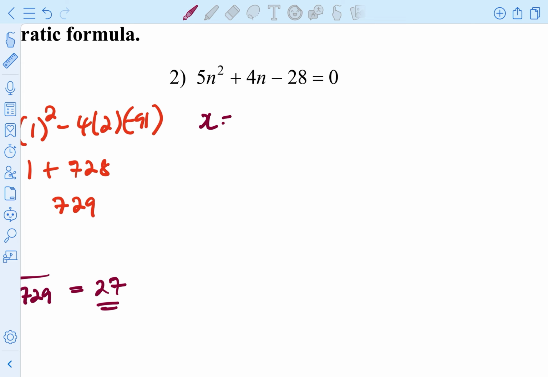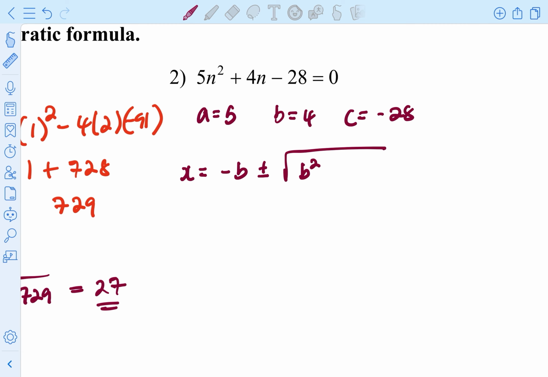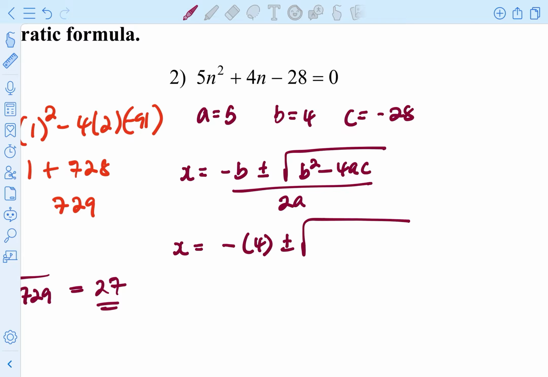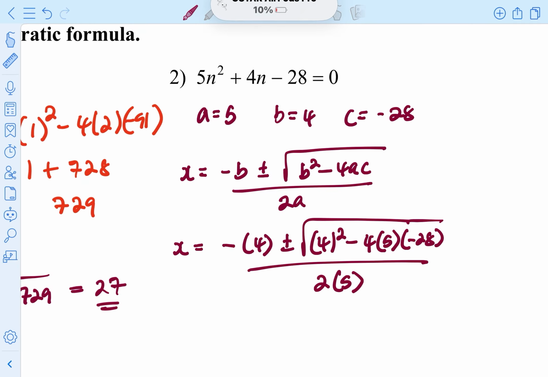So this is equal to x. Well, let's go A, B, and C first. A is equal to 5. B is equal to 4. C is equal to -28. Right? x is equal to -b plus or minus the square root of b squared minus 4ac, all over 2a. And then I'm going to substitute: -4 plus or minus the square root of 4 squared minus 4 times 5 times -28, divided by 2 times 5, right?